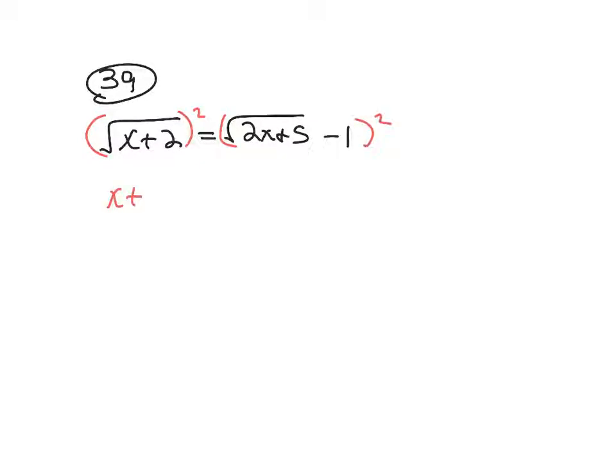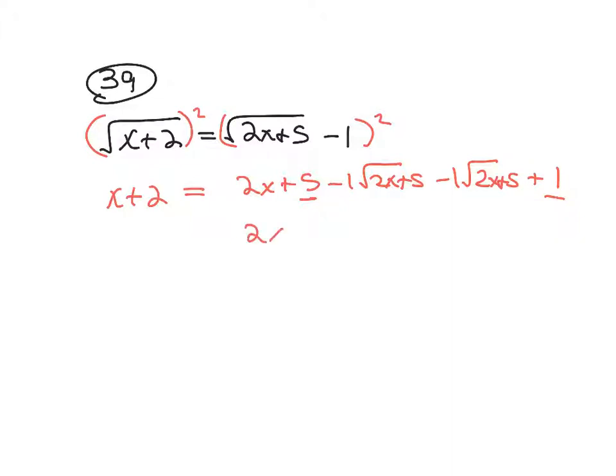The x plus 2 comes out of the radical. However, I do need to FOIL the right side, and I get 2x plus 5 minus 1 times 2x plus 5 plus 1. Combine my like terms here. I can add the 5 and the 1 and get 2x plus 6. I can also combine these two and get negative 2 times the square root of 2x plus 5.